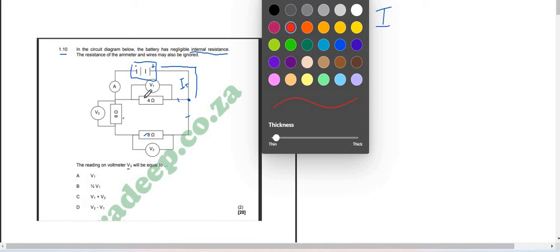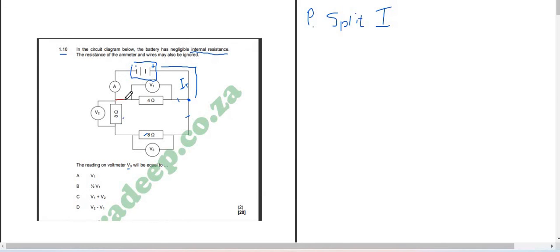Yes, this is red. So in this branch here, let's call that voltage V1. So you will have V1, right? So that's the voltage in that branch. And now this voltage will be equal to the voltage in the branch that contains both these resistors that are in series. But now it gets tricky.